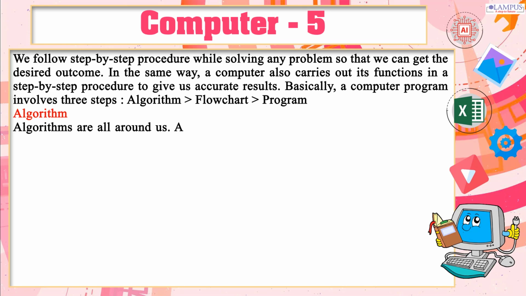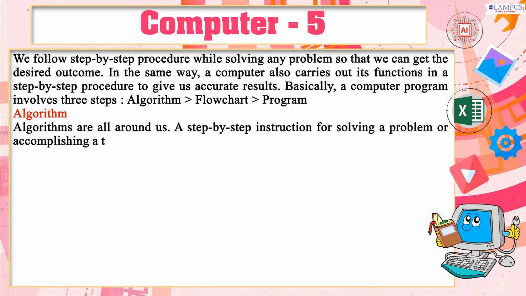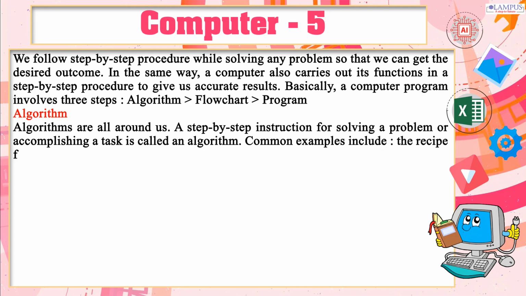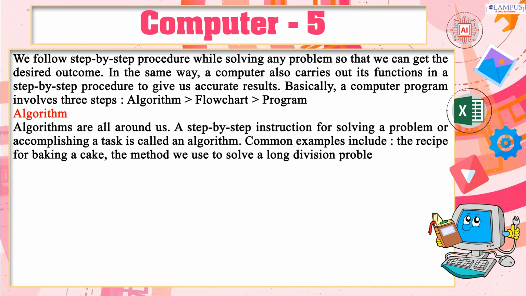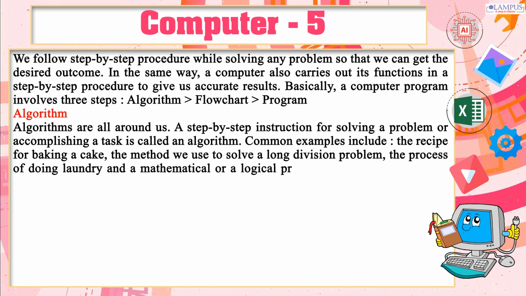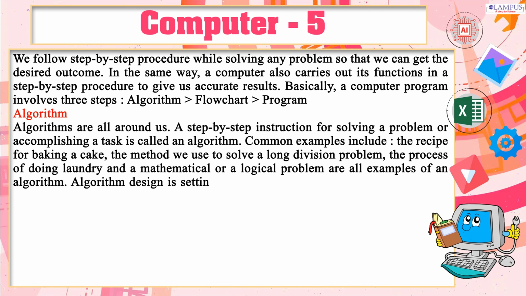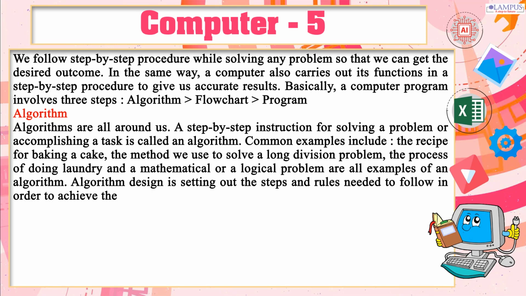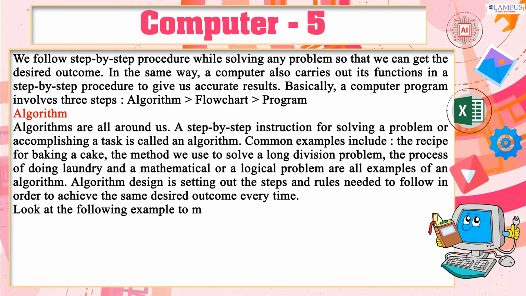Algorithm. Algorithms are all around us. A step-by-step instruction for solving a problem or accomplishing a task is called an algorithm. Common examples include the recipe for baking a cake, the method we use to solve a long division problem, the process of doing laundry, and a mathematical or a logical problem. Algorithm design is setting out the steps and rules needed to follow in order to achieve the same desired outcome every time. Look at the following example to make it clear.